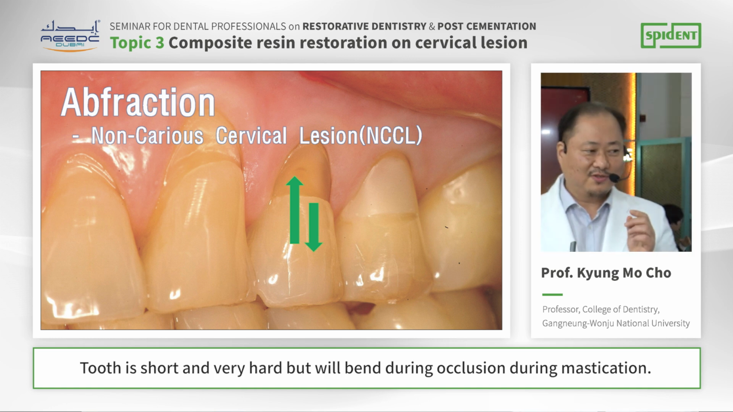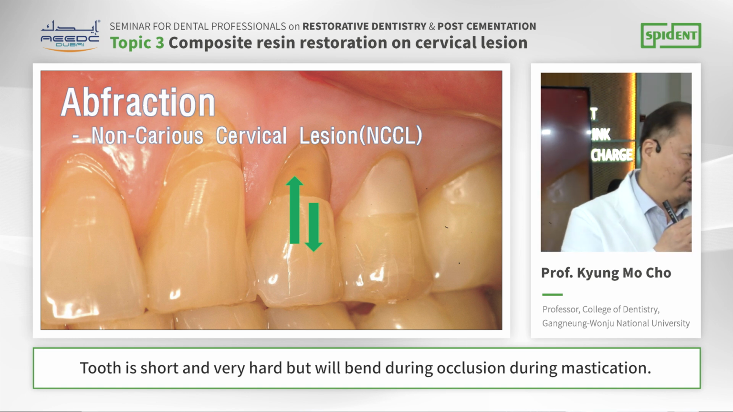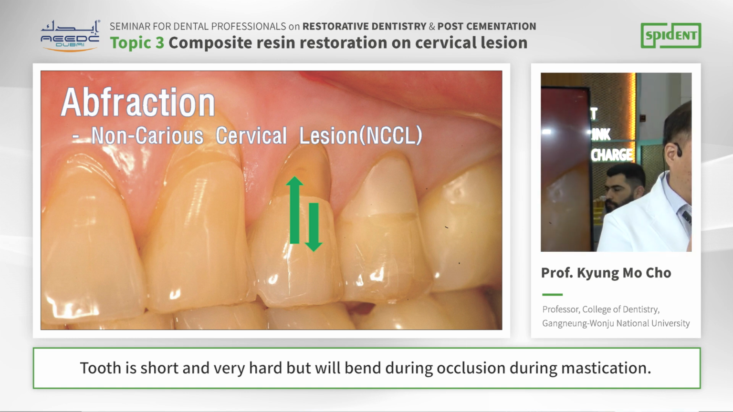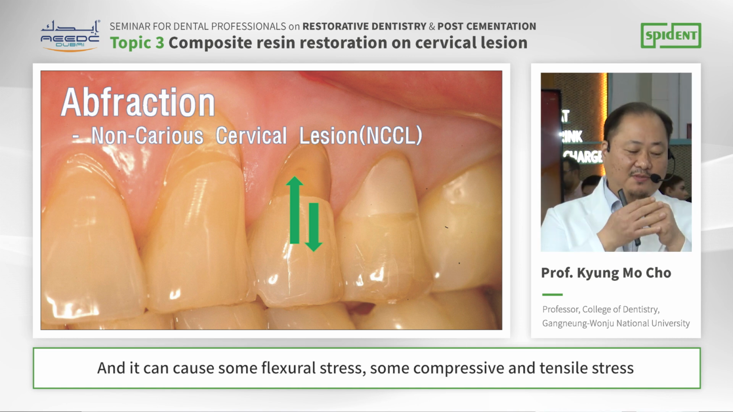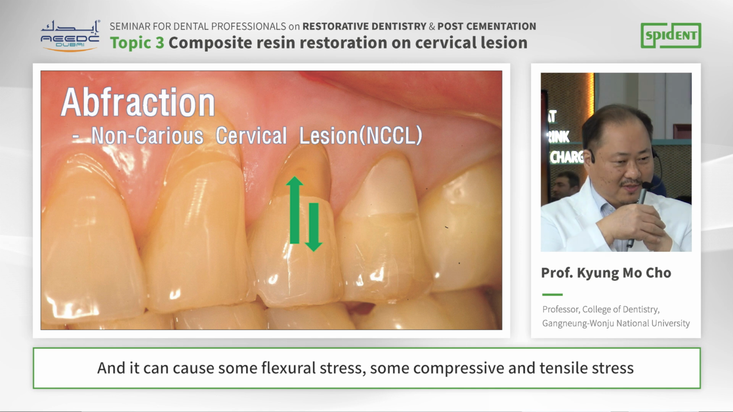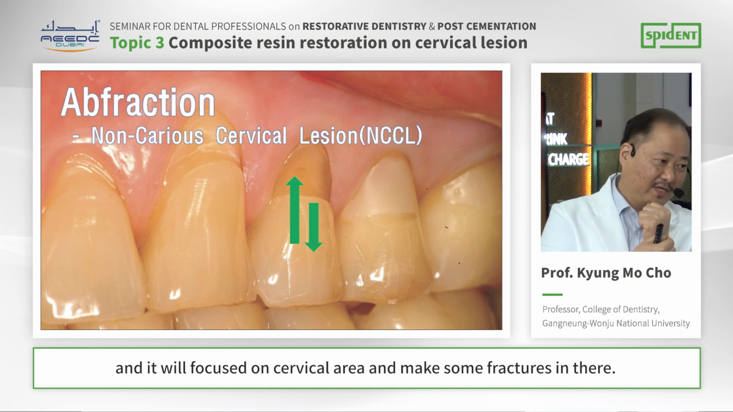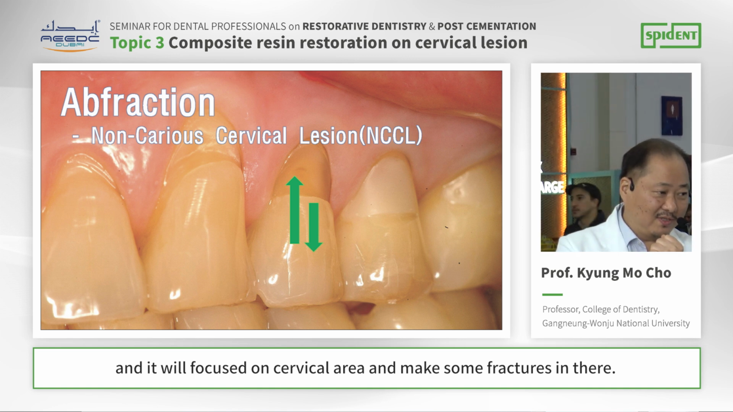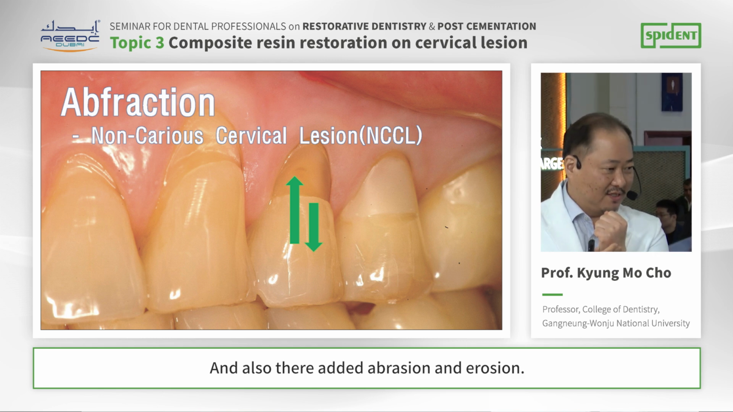A tooth is very short and very hard, but it will bend during occlusion and mastication, and it can cause virtual stress, with some compressive and tensile strength, focused on the cervical area, and make some fractures there. There are also abrasion and erosion.